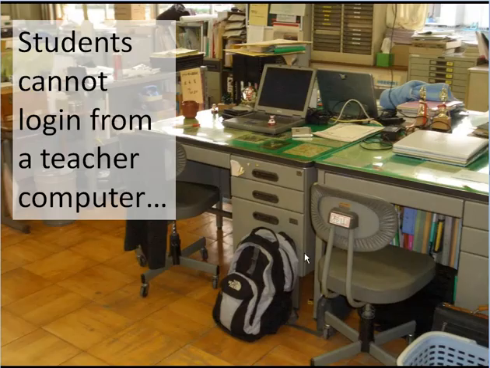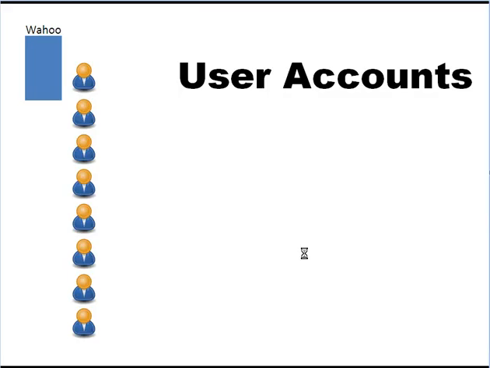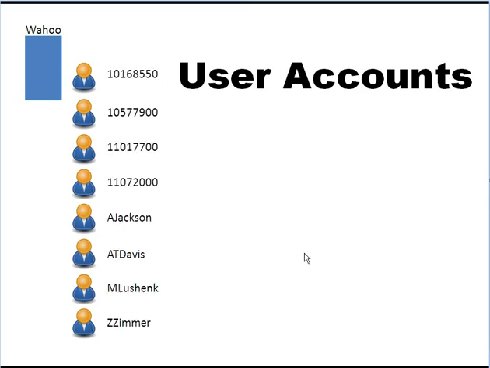Looks like this. Now students cannot just log in from any computer. Students are not allowed to sit or log in to a teacher computer. On the Wahoo server there are user accounts. Users are to allow you to log in. Each user has a username. Students have a user, and their username is their student ID number, all 8 digits. Teachers have a login, but they don't use numbers. They use their login name. But students use their ID number.